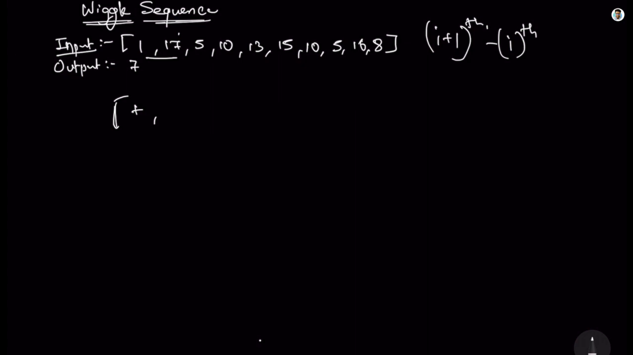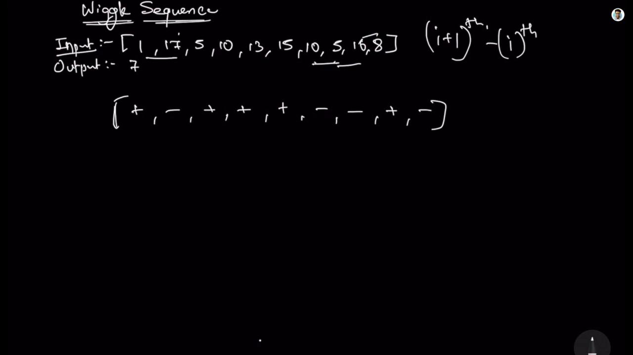Similarly, if we are subtracting 17 from 5, that gives us a negative value. Then when we are subtracting 5 from 10, we get a positive value. And then 10 from 13, we get a positive value again. Then 13 from 15, we get a positive value. Then 15 from 10, we get a negative value. Then 10 from 5, we get a negative value again. Then 5 from 16, we get a positive value. And then 16 from 8, we get a negative value.